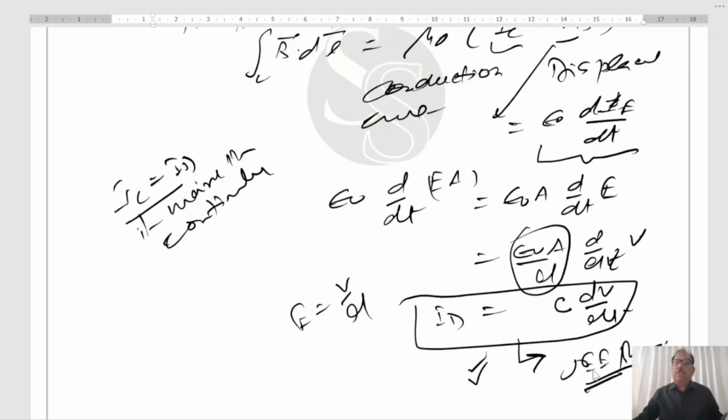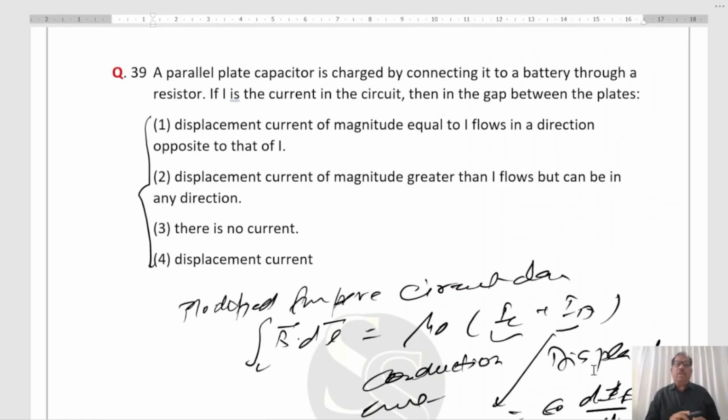Now let's see the options. Displacement current of magnitude equal to I flows in the opposite direction, no, this is wrong. Displacement current of magnitude greater than I, no. Displacement current of magnitude equal to I, there is a displacement current, yes. There is no current, there is displacement, no. Option 4 is correct, right? Now, next question.